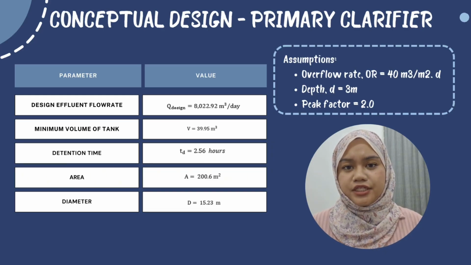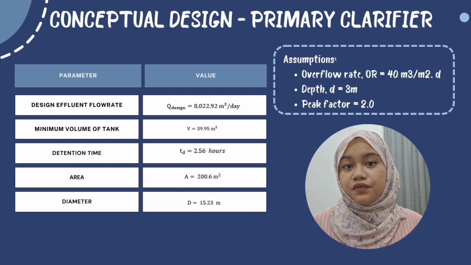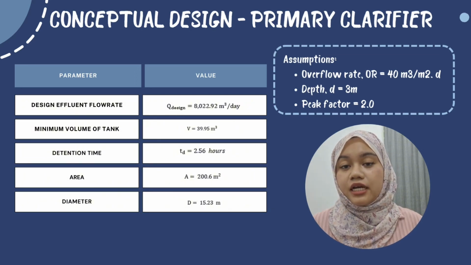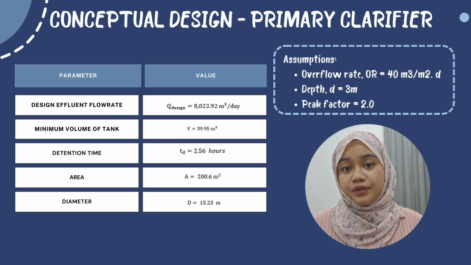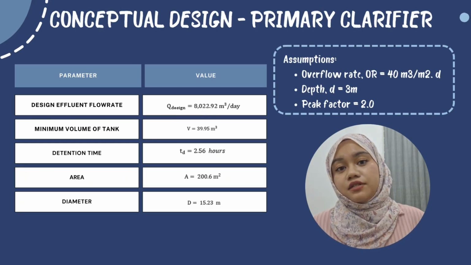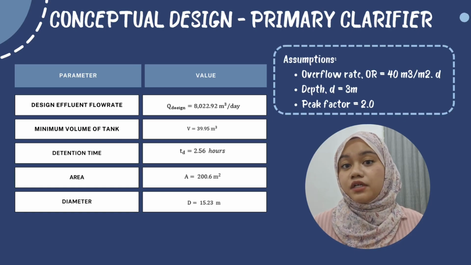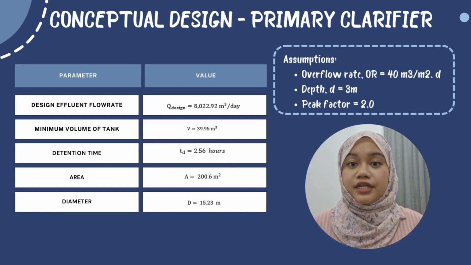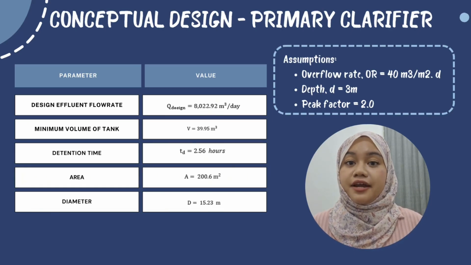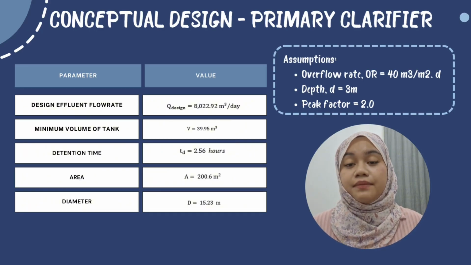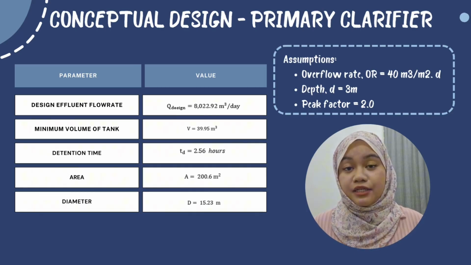Now, let's go through the design parameters. The design influent flow rate is around 8,000 cubic meters per day. The minimum tank volume is around 39.95 cubic meters. The detention time is around 2.56 hours to make sure there is enough time for solids to settle. The surface area of the clarifier is 200.6 square meters with a diameter of 15.23 meters for efficient sedimentation.